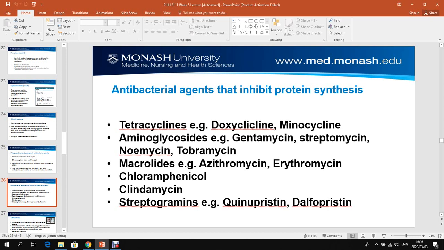Macrolides are another group of drugs. Some examples of macrolides are azithromycin and erythromycin. Those are the two examples. And then you also have chloramphenicol, clindamycin, and streptogramins. These are six groups of antimicrobial drugs that are able to inhibit protein synthesis. So if you can memorize two and give examples of those two or one, that would be interesting.